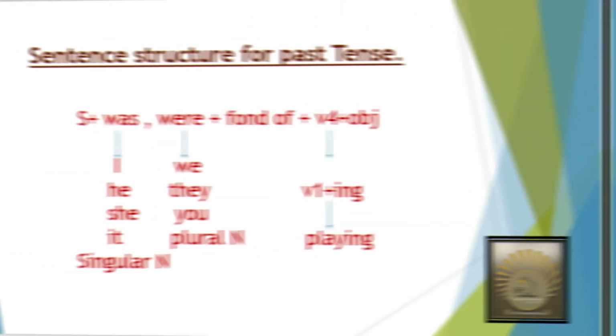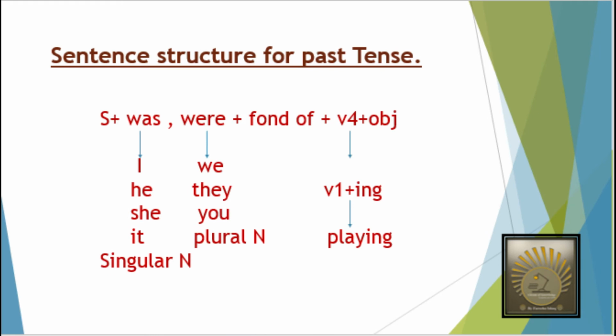Another sentence structure for past tense. Here you can see the subject plus helping verbs हमारे पास हैं was और were plus fond of plus fourth form of verb plus object. So we use was with I, he, she, it and singular noun, and we use were with we, they, you and plural nouns. And fourth form I told you about before. First form plus ing, it is called fourth form, and present participle also.